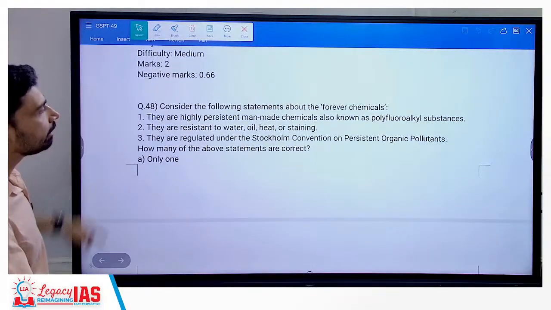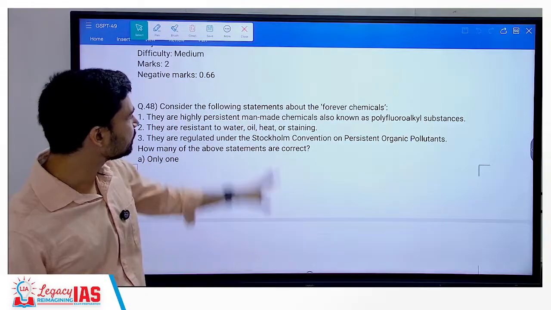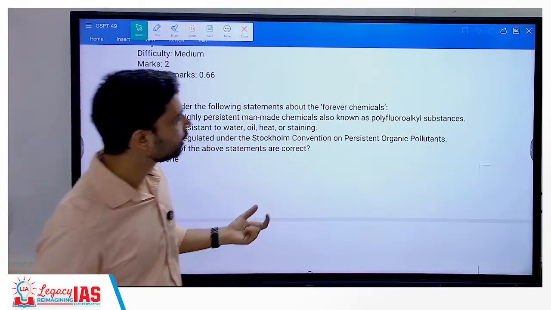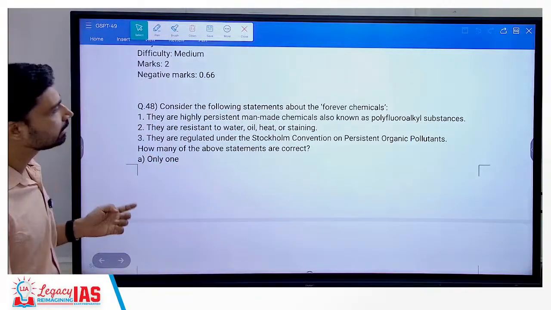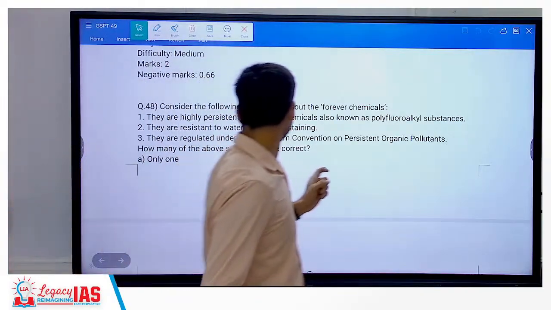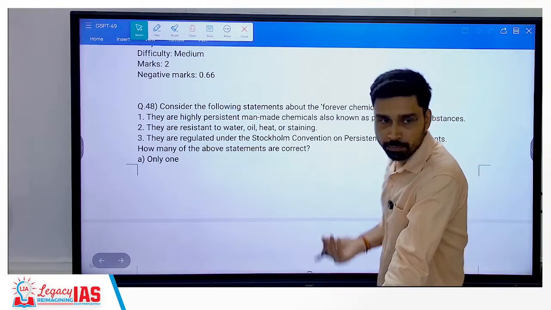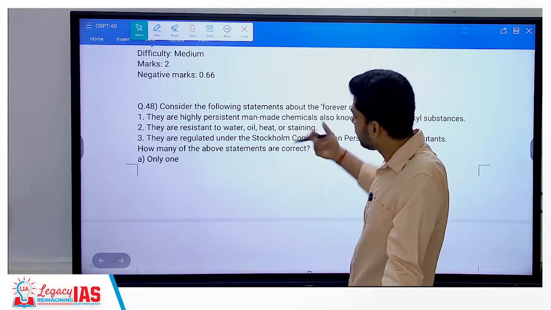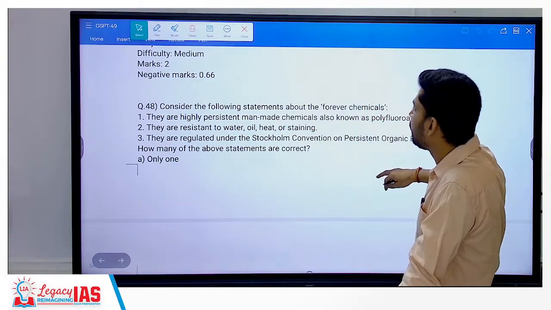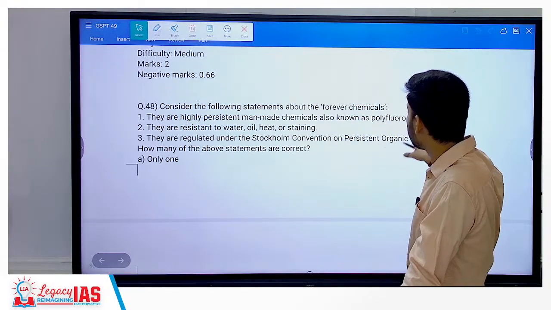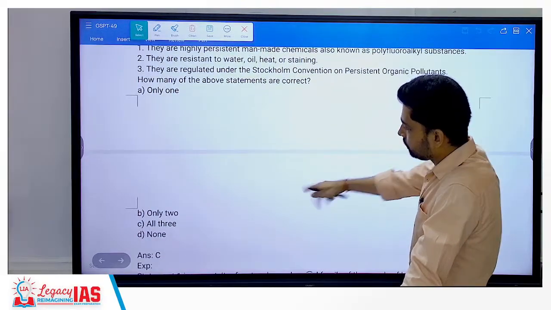Consider the following statements about forever chemicals. Forever chemicals are highly persistent man-made chemicals known as polyfluoroalkyl substances. That is correct, this is the correct definition of forever chemicals. First is correct. They are resistant to water, oil, heat and staining. That's why they are forever, because they do not degrade. They keep on persisting and remain in the environment for a long period of time. They are regulated under the Stockholm Convention on POPs, that is, persistent organic pollutants. That is also correct. So how many statements are correct? All three. C.